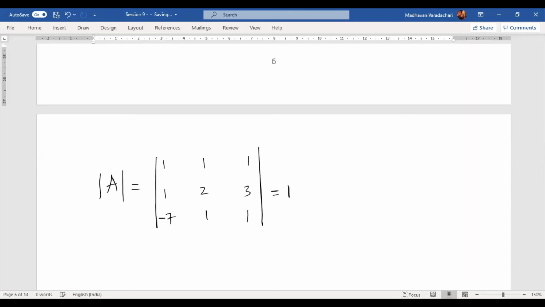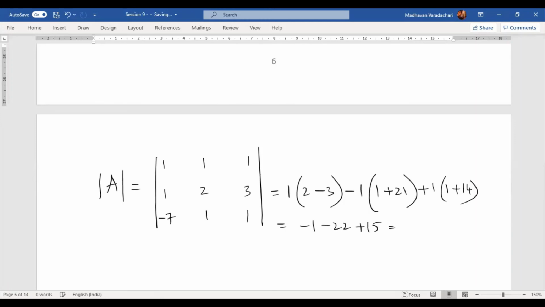1. It is equal to 1 times 2 into 1, 2, minus 1 into 3, that is minus 3. Minus 1 times 1 into 1 is 1, minus of minus 21, it becomes plus 21. Plus 1 times 1 into 1, it is 1, minus of minus 14, it becomes plus 14. So this works out to minus 1, this is 22, so it is minus 22, this is 15, so it is positive 15. This is minus 23 plus 15. It becomes minus 8, which is not equal to 0. I can say A inverse exists.